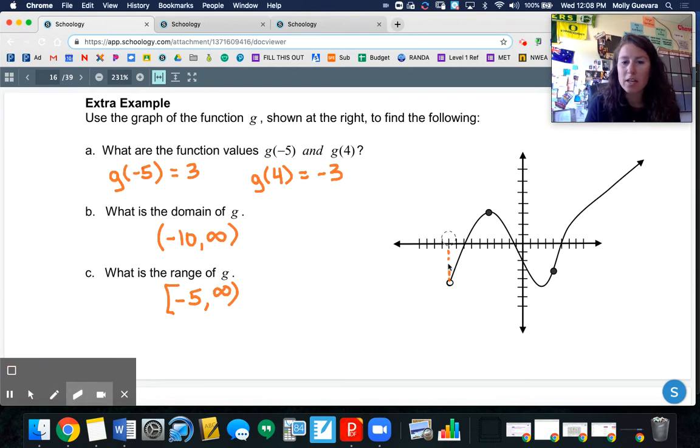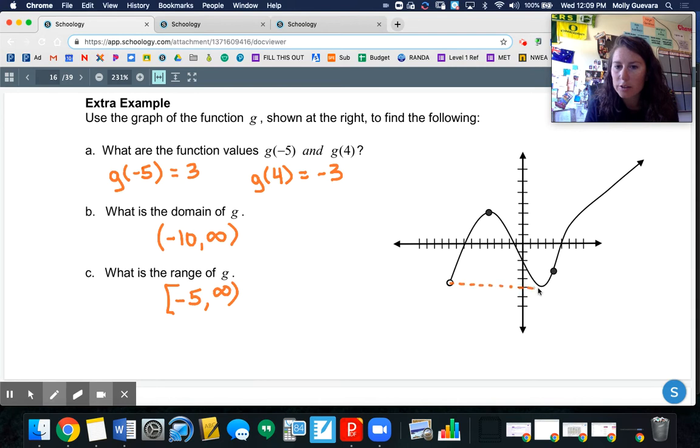Same thing here on the range, right? What is the range? Well, the lowest my graph goes, I'm going to try not to mess. That was not a very good straight line. Really, more or less, right? Looks like -5. Now the question is, but Miss G, there's an open circle here, so wouldn't it be parenthesis?